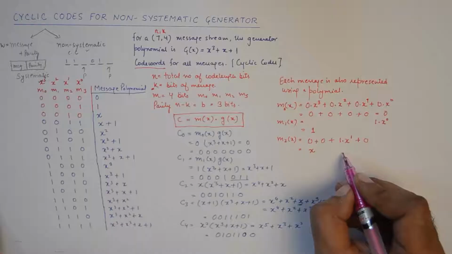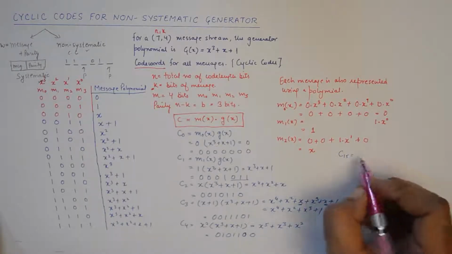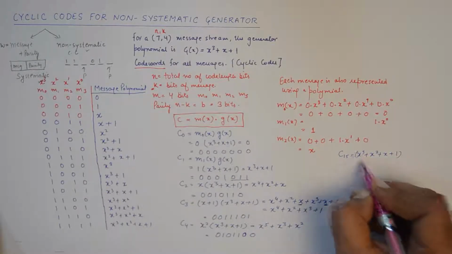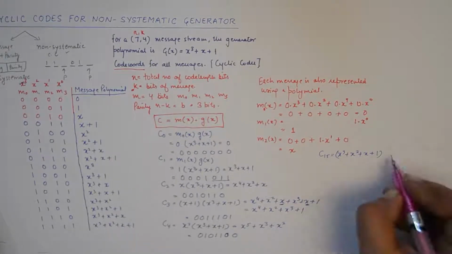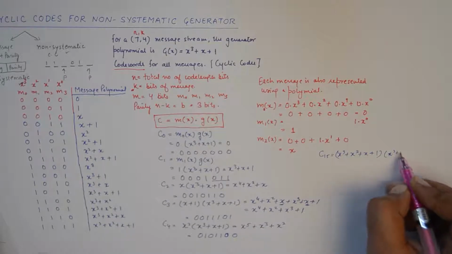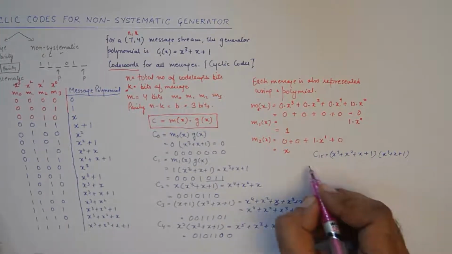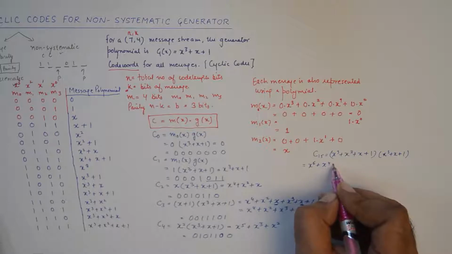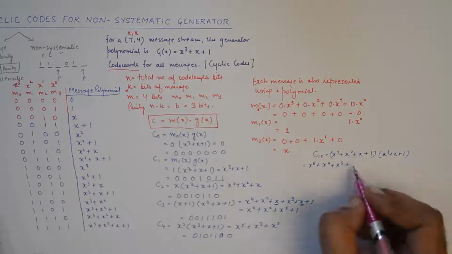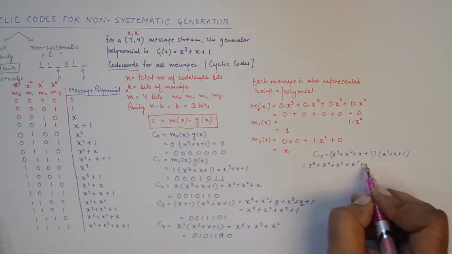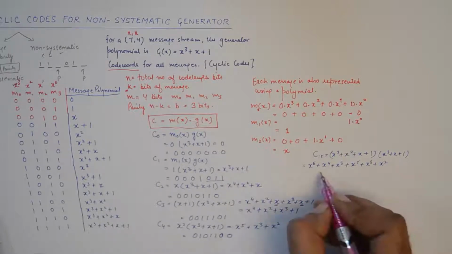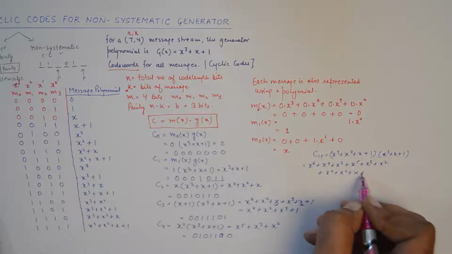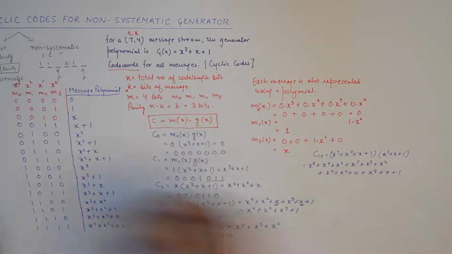The next is 00 random thing, for example C15. It will become x cube plus x squared plus x plus 1 multiplied by the generator polynomial, which is x cube plus x plus 1. So I get x6 plus x4 plus x cube, then x5 plus x3 plus x square plus x4 plus x square plus x plus x cube plus x plus 1.